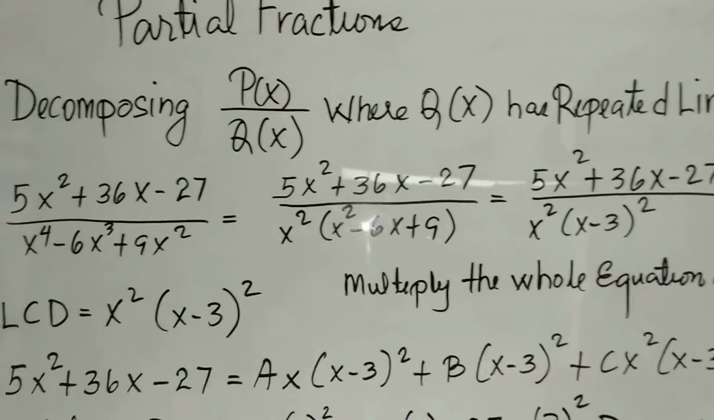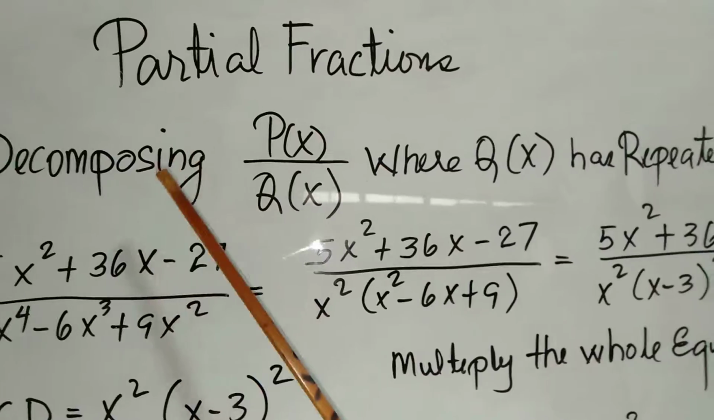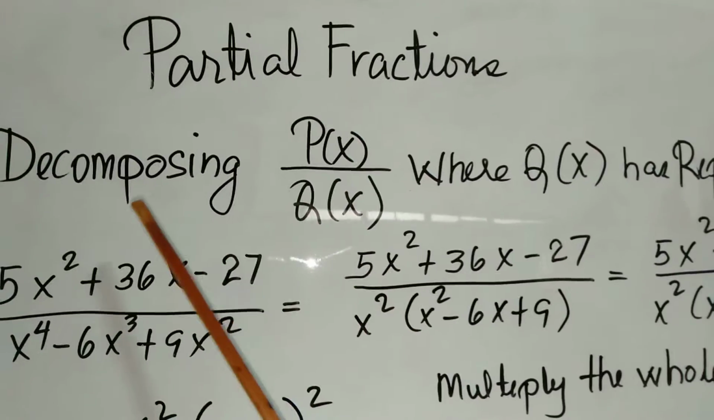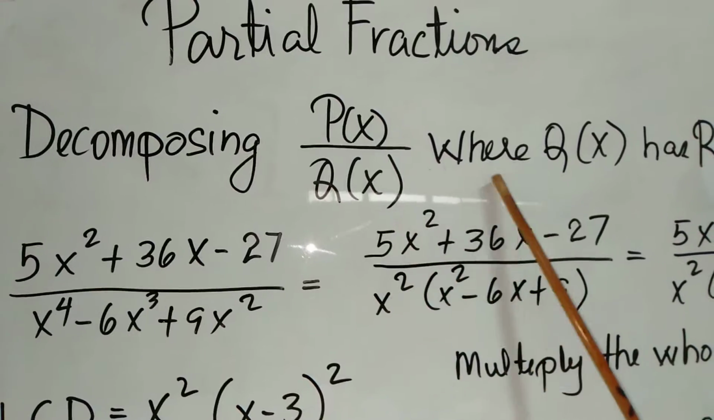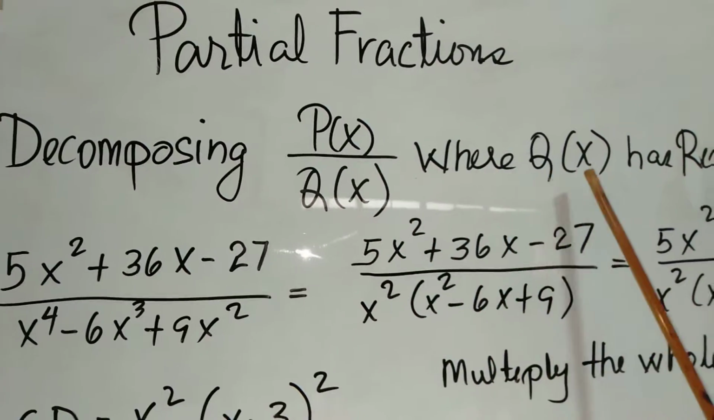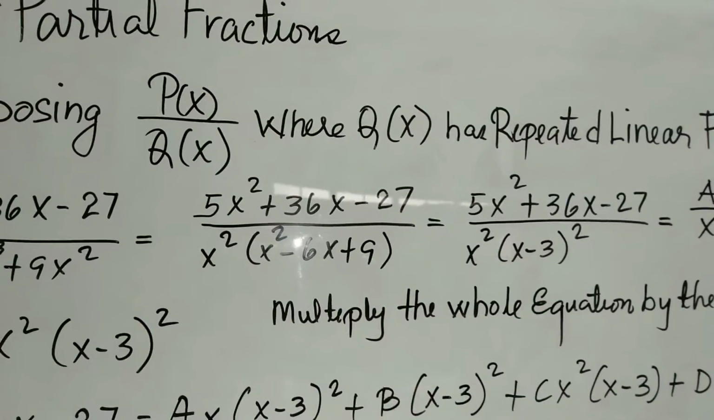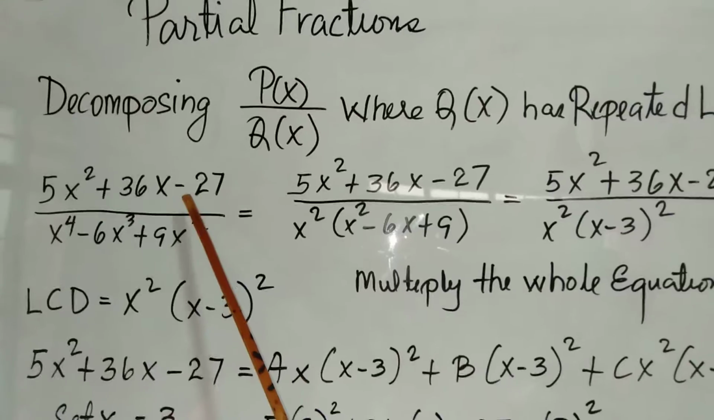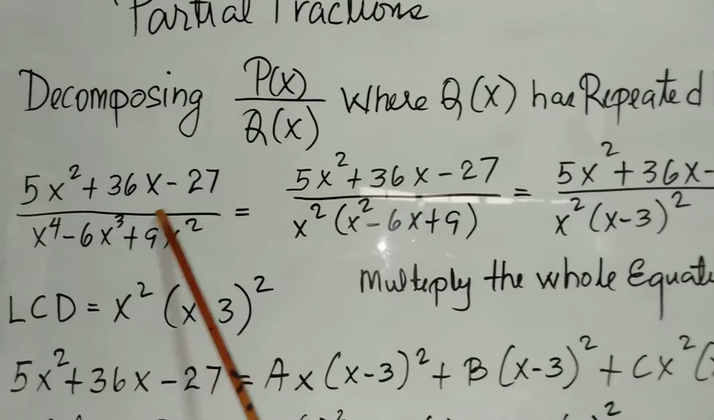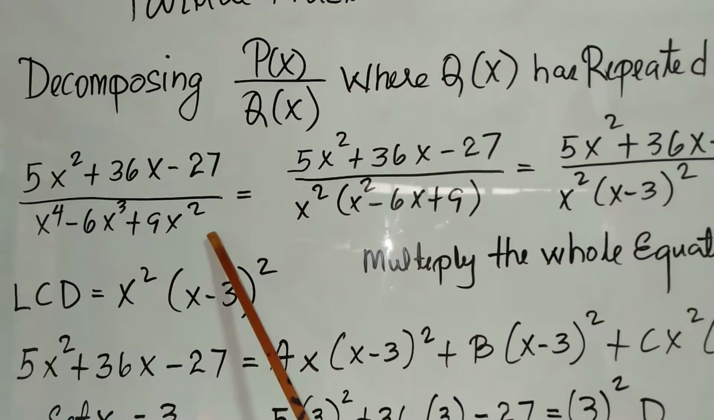Hi, today's topic is about partial fractions, and we're going to have another problem about the decompositions of the fractions P of x over Q of x, where the denominator Q of x has repeated linear factors. So we have one problem here: 5x squared plus 36x minus 27 all over x to the fourth minus 6x cubed plus 9x squared.